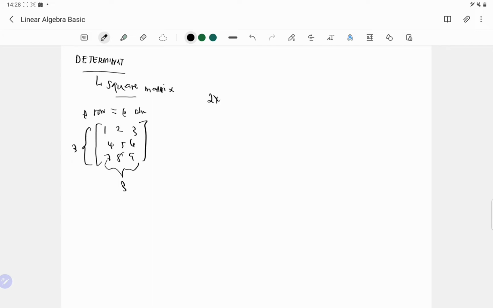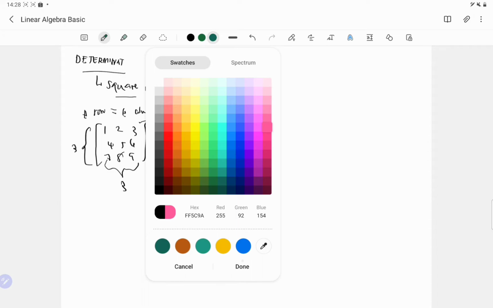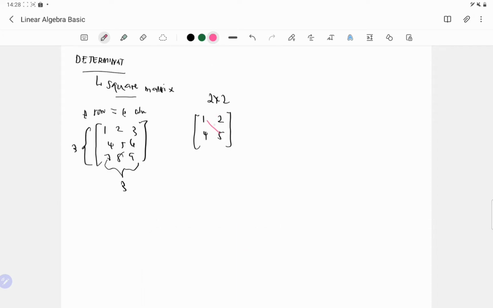Let's start with a 2 by 2 matrix. For instance, we have this matrix. To find the determinant, you just multiply crossover. Okay, 1 by 5 minus 2 by 4. The output of the determinant is always a scalar value. Okay, it will not output as a matrix. 5 minus 8. Okay, the answer is -3.